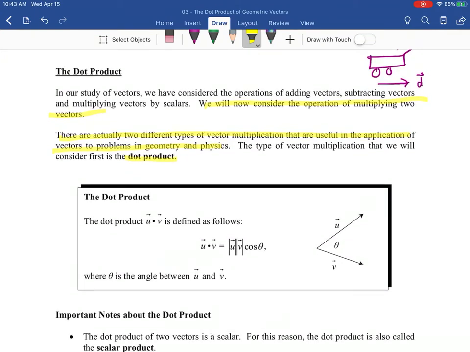And it's actually a fairly simple definition. The dot product is defined as follows. When you want to dot two vectors, and this dot symbol is important here, we use dot for multiplication in vectors when we want to do dot product. And when we want to do dot product, we take the magnitude of the first vector, we multiply it by the magnitude of the second vector, and we multiply it by cos theta, where theta is the angle between u and v when they're tail to tail.